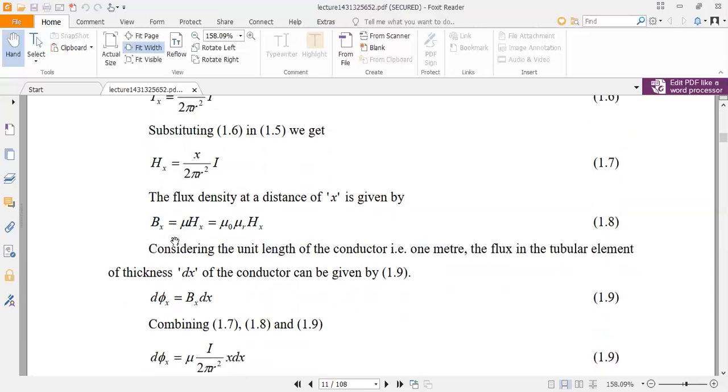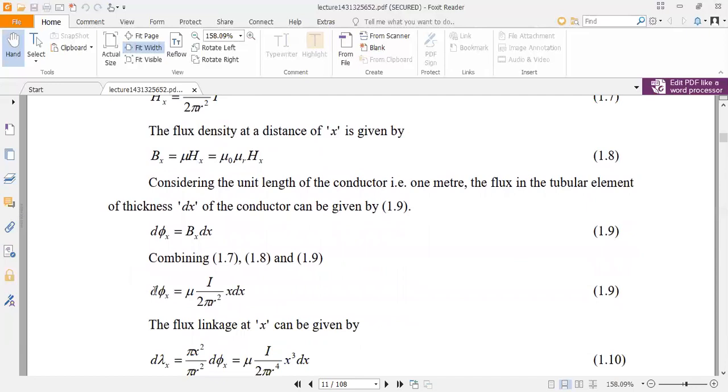Another section is that we are calculating the flux around the smallest path. So here we are also calculating the flux in a smallest section, that is, the phi in a particular section, that is, d phi x equals Bx dx. So here Bx is the flux density. You can put the value of Bx in the formula of d phi, substitute the value of Bx in the formula of d phi, and you can get the value of d phi like that.